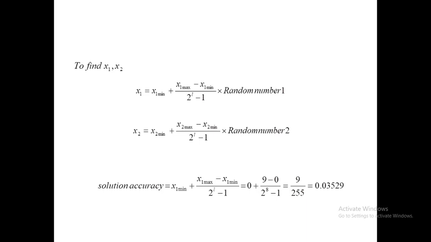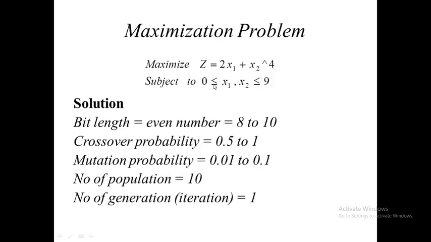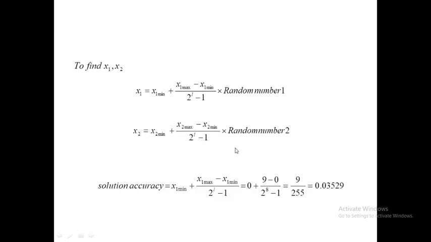Here the solution accuracy, meaning how precisely our problem has a solution, is equal to x1 min plus x1 max minus x1 min divided by 2 power L minus 1, which is 0 plus 9 minus 0 divided by 2 power 8 minus 1, equal to 9 divided by 255, equal to 0.03529. Likewise, I calculate manually. What are x1 max and x1 min? According to our boundary, the parameters are 0 less than or equal to x1 comma x2 less than or equal to 9. So x1 min I put 0, x1 max I put 9.